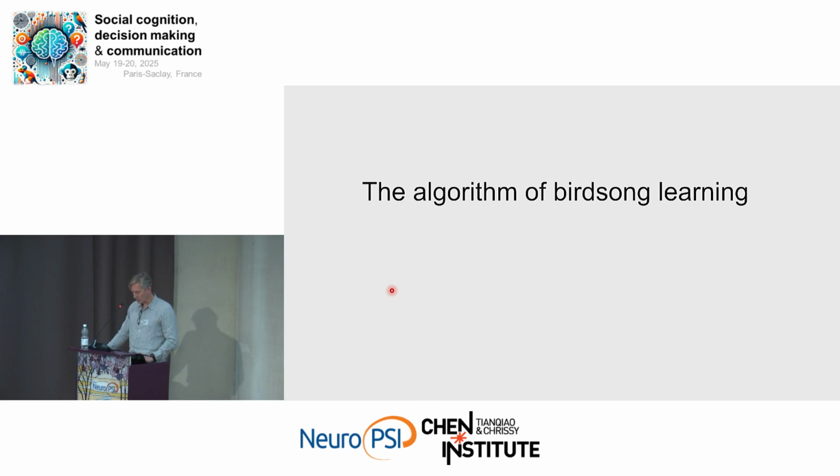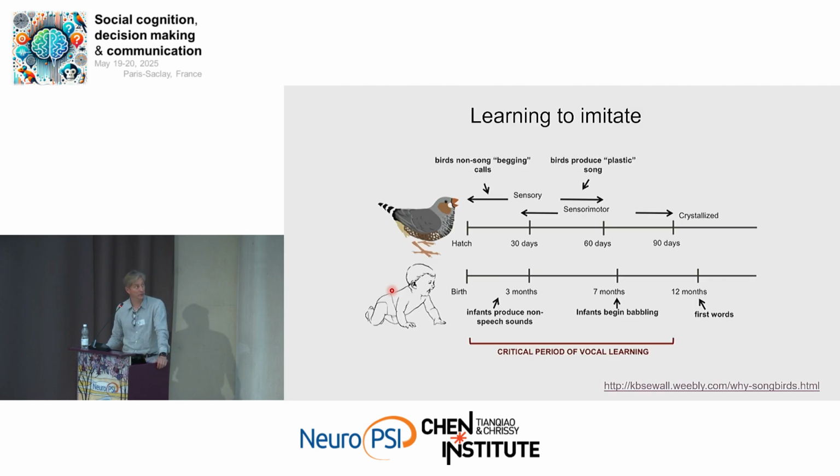So birds, they learn to imitate. People like to compare the first 3 months of a zebra finch's life to the first year of an infant, right? After 1 year, the baby says the first word, and after 90 days, the zebra finch sings a crystallized song. And both of these systems have a sensory phase where the bird has to listen to a song from an adult tutor, and then there's a sensory motor phase where the bird practices its own song and gradually arrives at a good copy.